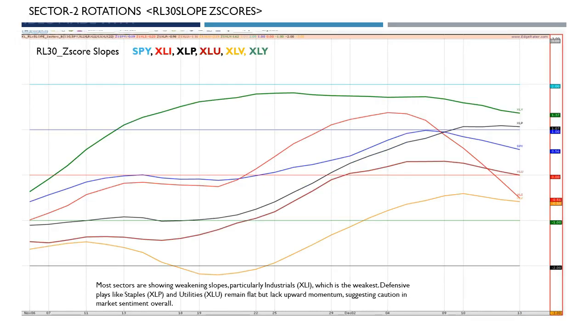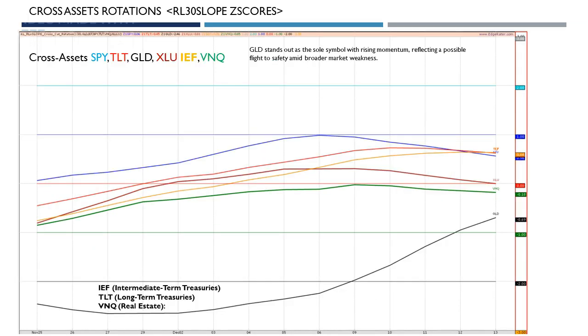Most sectors are showing weakening slopes, particularly industrials and utilities. Defensive plays like staples and utilities remain flat but lack upward momentum, suggesting caution in market sentiment. GLD stands out with rising momentum, reflecting a possible flight to safety amid broader market weakness. Other assets show varying degrees of performance.